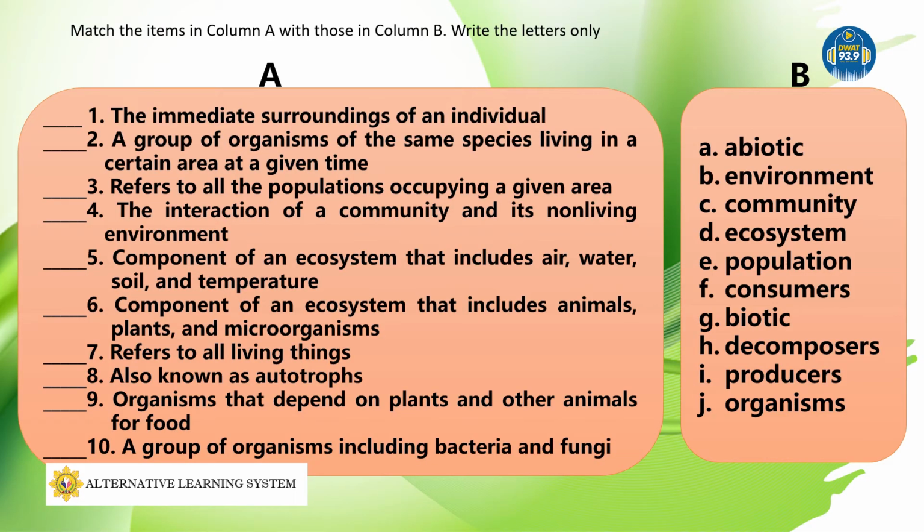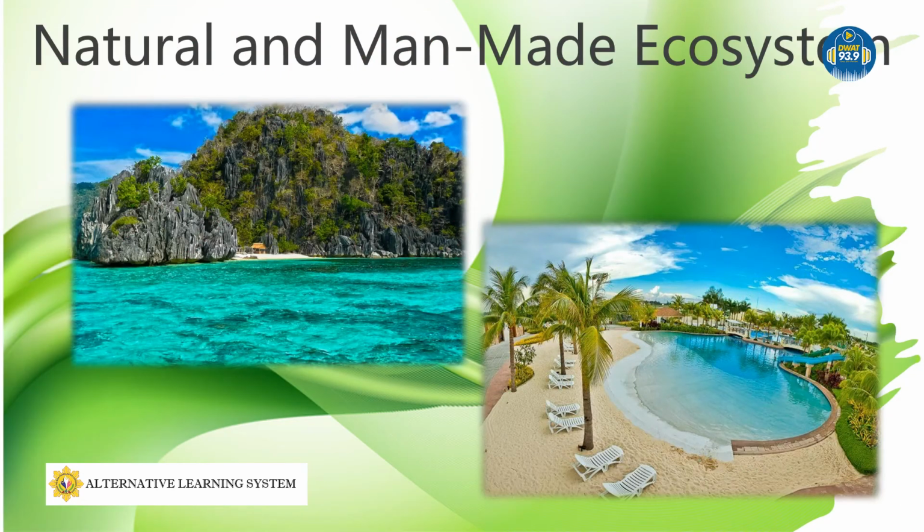Let's have an activity. Match the items in column A with those in column B. Write the letters on them. Do you often see the ecosystem shown in the upper picture? They are natural ecosystems. Rivers, forests, and coastal areas have existed before you, your parents, or your great-grandparents were even born. The lower picture shows ecosystems created by people for their convenience. These are what we call man-made ecosystems.